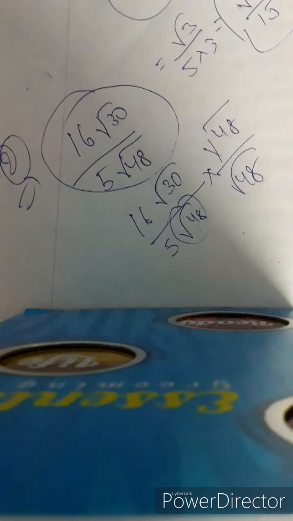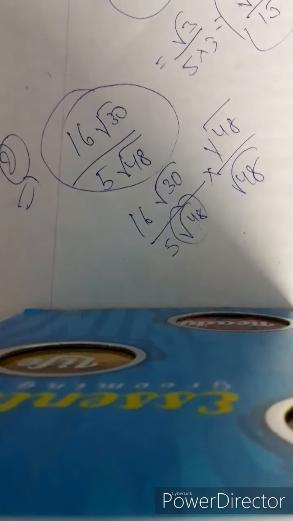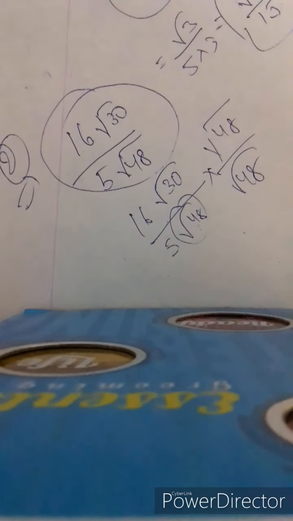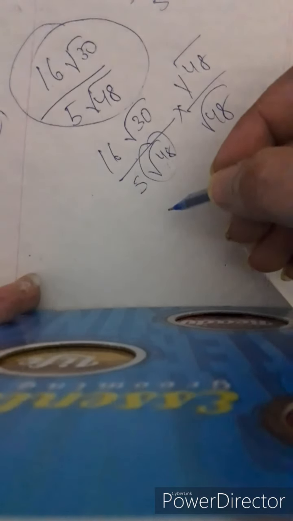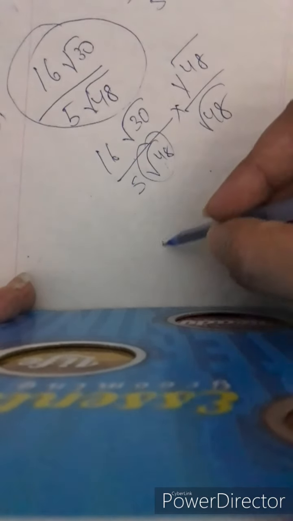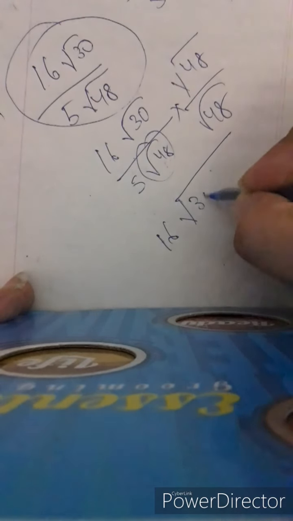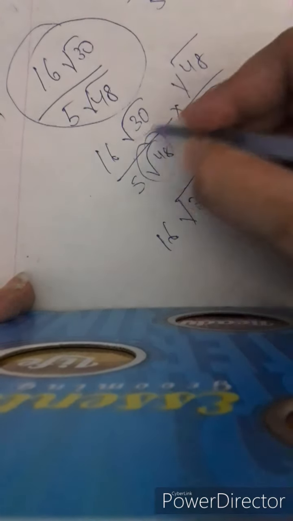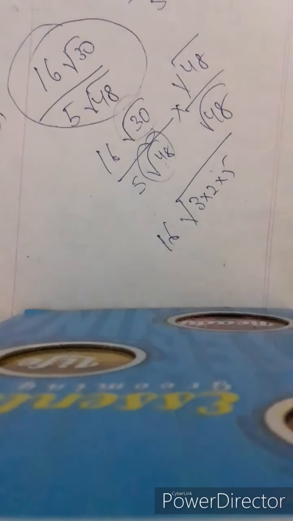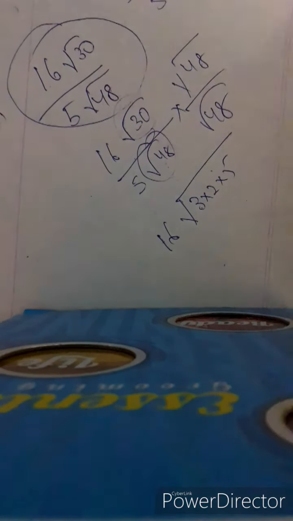Multiplying the numerator by root 48 and multiplying the denominator also by root 48, what do we get here? So we just have to break it up. 3 into 2 into 5 becomes 30, root 30, 3 into 10, that is 3 into 2 into 5 becomes root 30.